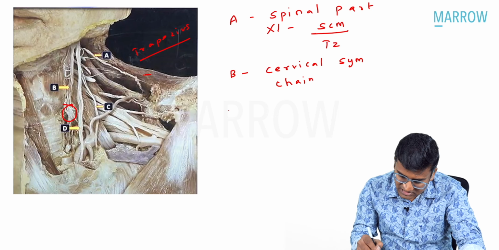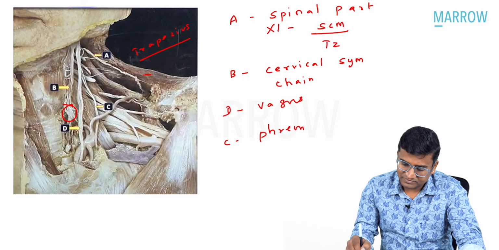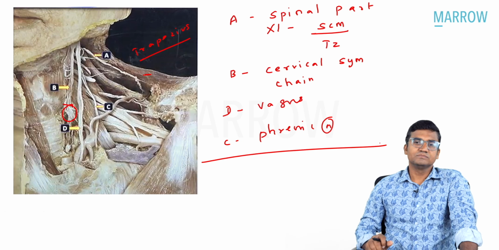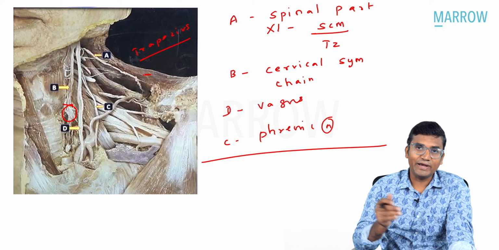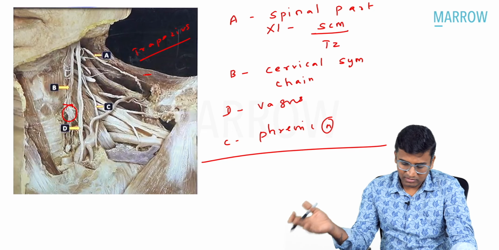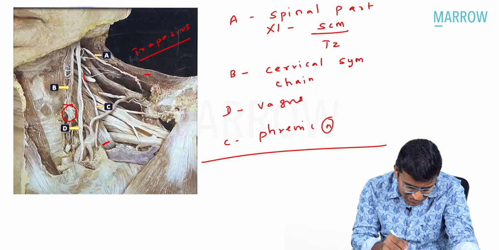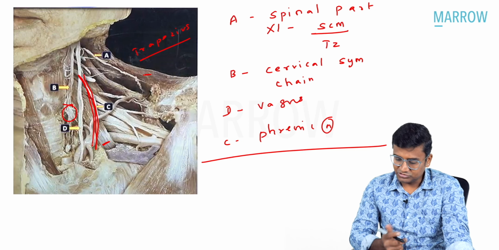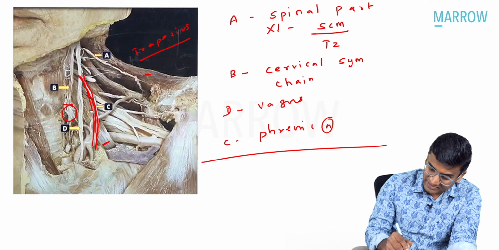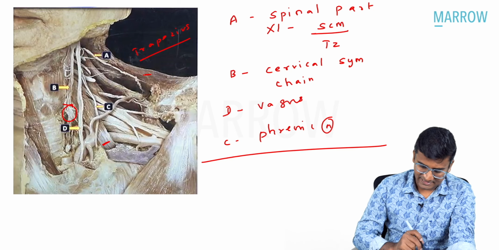Okay. What about D? D is the vagus nerve and C is our phrenic nerve. The vagus nerve is present between the artery and the vein, the common carotid and internal jugular vein. And C is the phrenic nerve. That is the scalenus anterior muscle. So C is passing anterior to the scalenus anterior muscle. So C is the phrenic nerve. So this image is very important. You may get this image for the coming NEET exam.